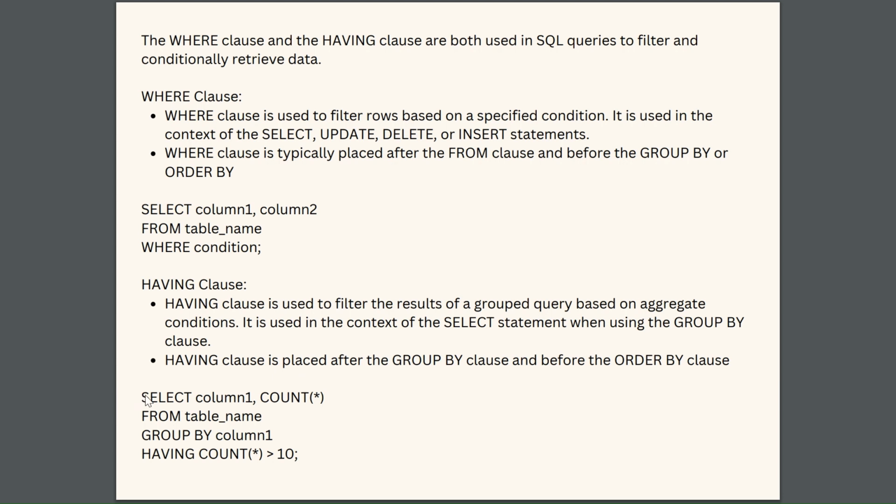So this is an example of using having clause. Here we are counting the number of records based on column 1, and from table we'll specify the table name, and after that we'll specify group by clause. After specifying the group by clause and aggregating the data, now we want to filter that aggregated result. That time we will use having clause, and here we have specified a filtering condition, that is having count of star greater than 10.